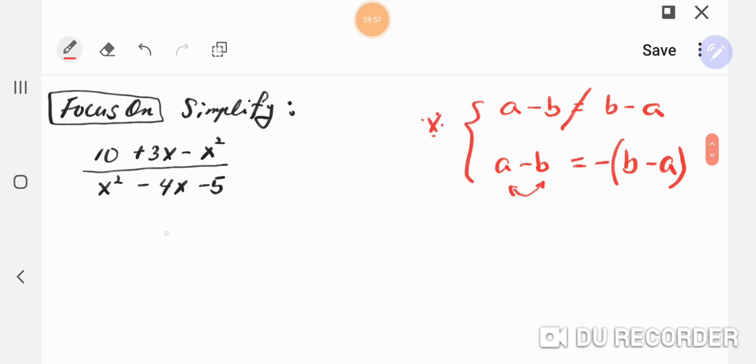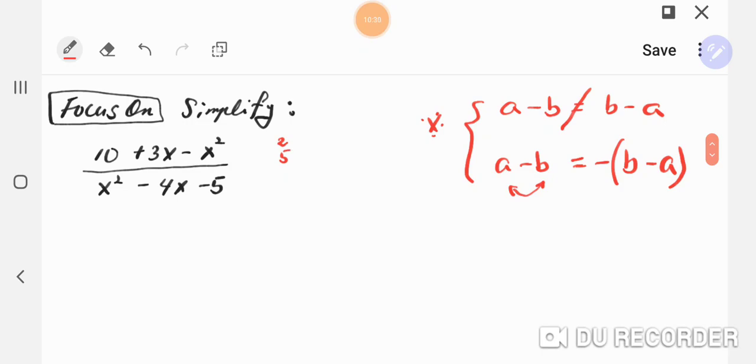So let's use this property. First of all, in order to simplify this rational expression, we have to factor each numerator and denominator. The numerator starts with the constant, the second term is x, the last term is x squared, so the order is fine. And the denominator starts with x squared, x term, and finally the third term is constant. The order is still okay. So let's try factoring each numerator and denominator.